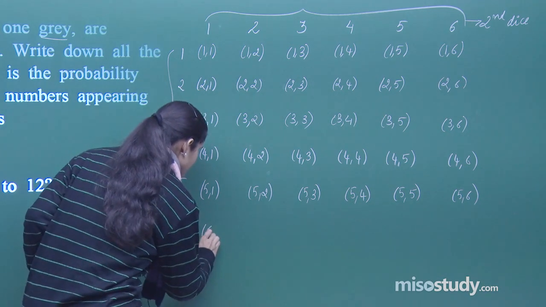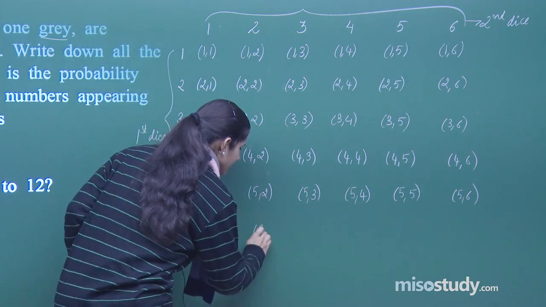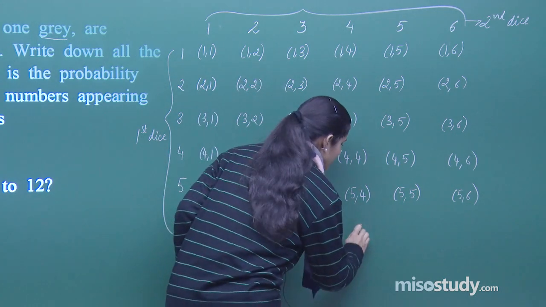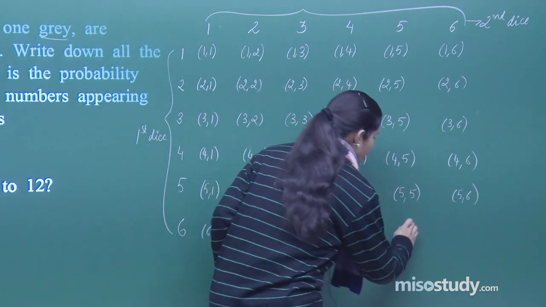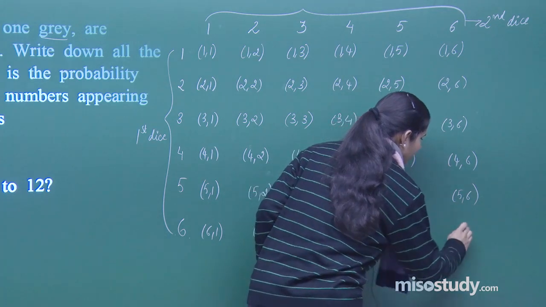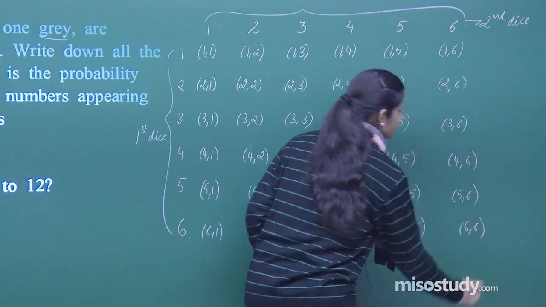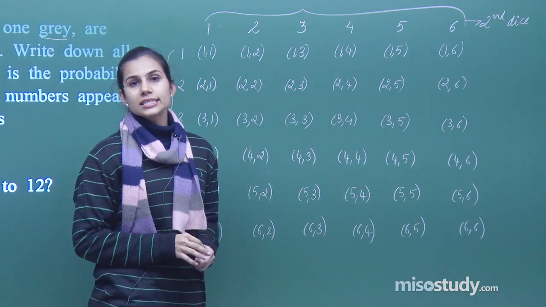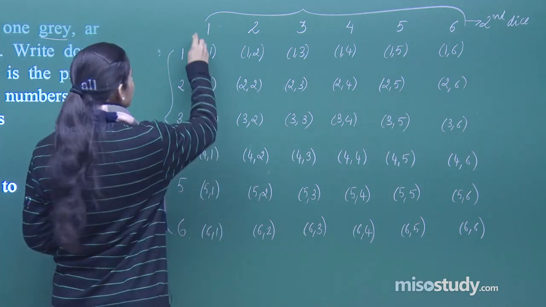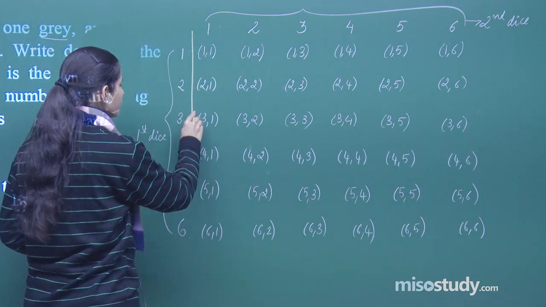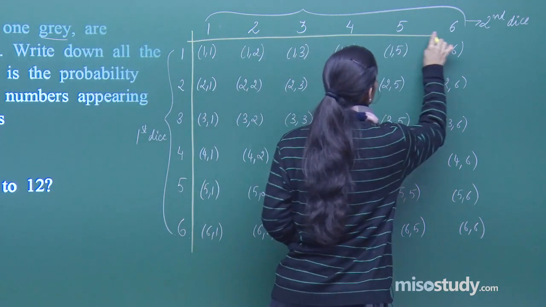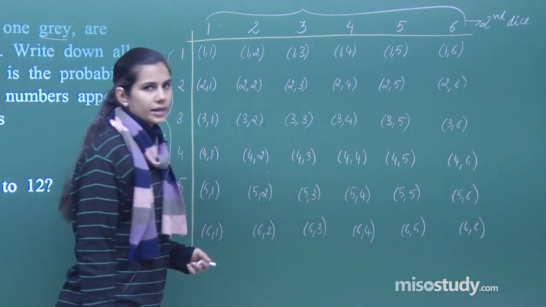Okay, and last is you can get 6 on the first die, 1 on the second, 6 on the first, 2 on the second, 6 on the first, 3 on the second, 6 on the first, 4 on the second, 6 on the first, 5 on the second, and 6 on the first, 6 on the second. These are your 36 possible outcomes in the simultaneous throw of two dice. And that is how you obtain them without even missing a single one.